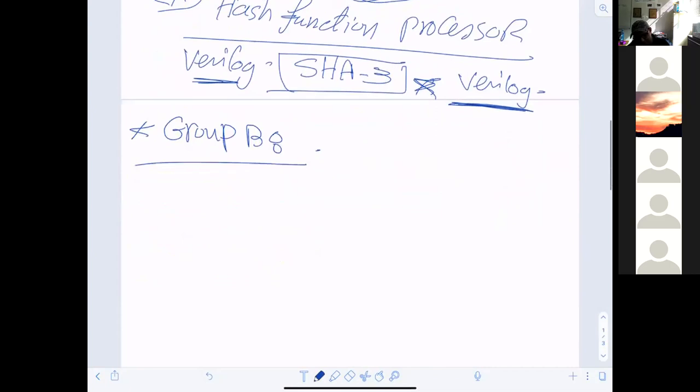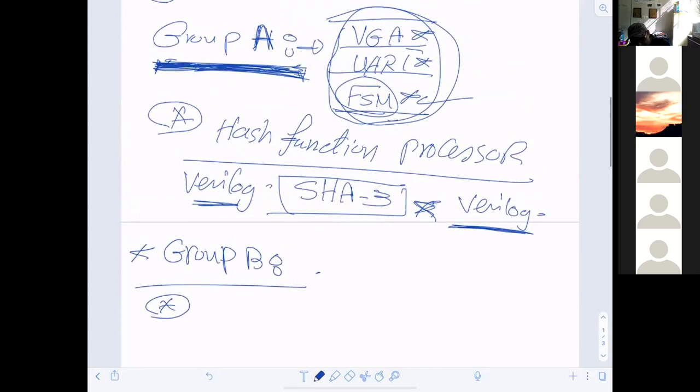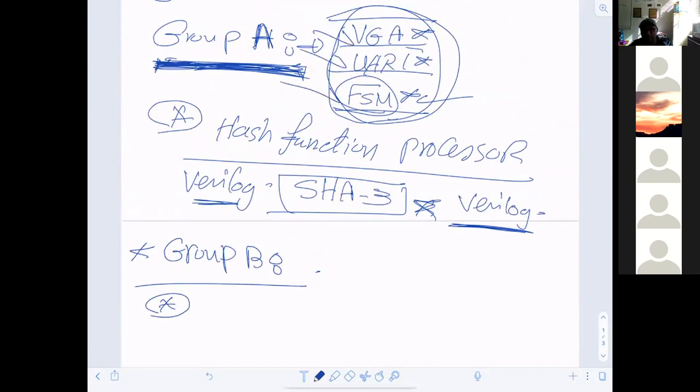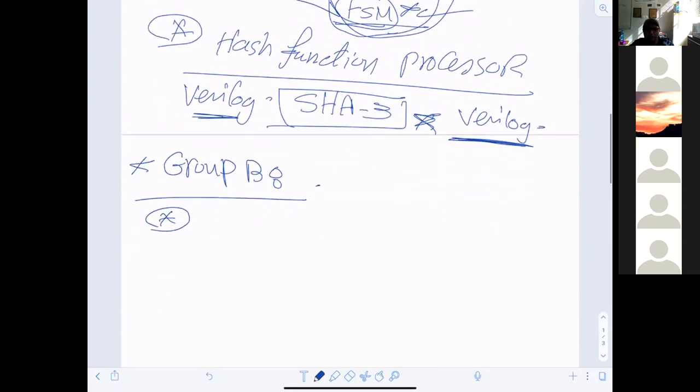Okay. If I assign it to you, I will ask you to do the same thing. You're going to use a VGA and UART and a finite state machine. But what will be the target this time? I can say build AES.